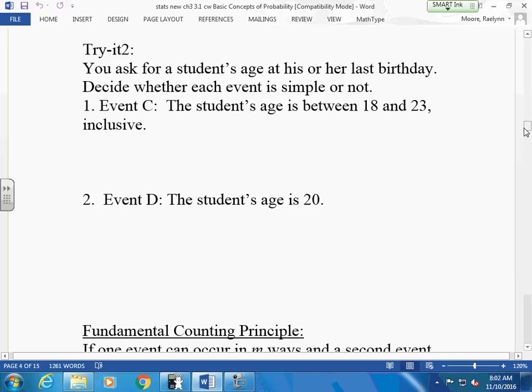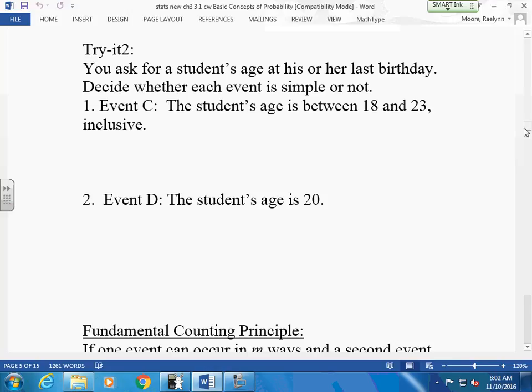Okay. You ask for a student's age at his or her last birthday. If the student's age is between 18 and 23 inclusive, is that simple? One answer you're looking for, or more than one answer? More than one answer. So is it a simple event? No. That's how you classify it. Do I get more than one outcome? How many outcomes do I get for this? A bunch. How many would you narrow that down to?